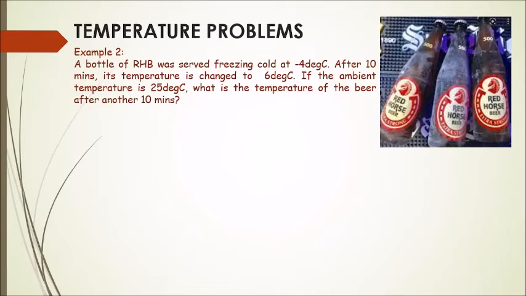So our initial T0 is equal to -4 degrees Celsius. Then our new temperature, T at 10 minutes, is 6 degrees Celsius. If the ambient temperature, Ts, is equal to 25 degrees Celsius, that is the typical temperature. So what is the temperature of the beer after 10 minutes?